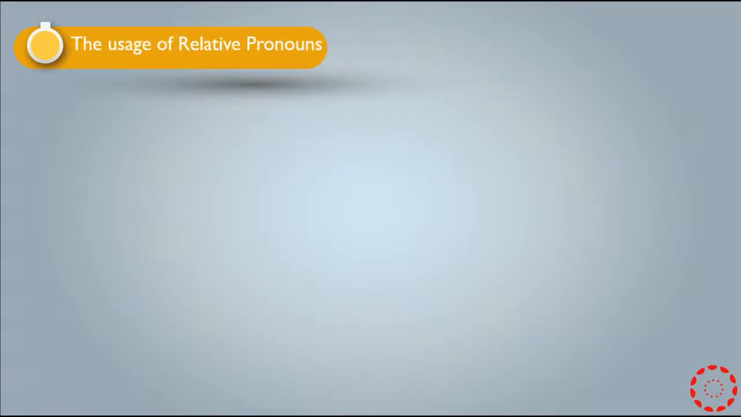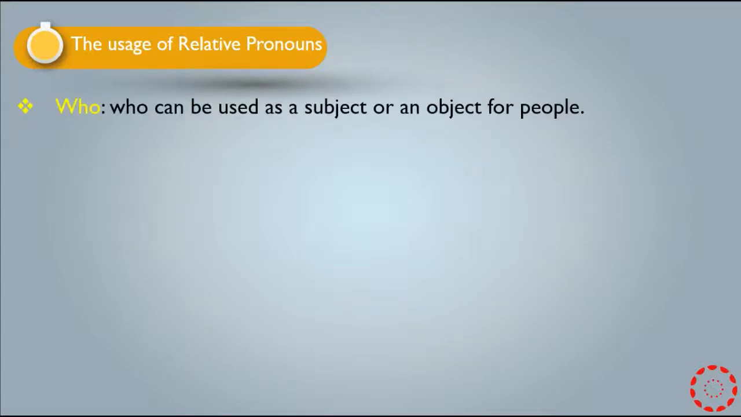The usage of relative pronouns. Let us see what the usage of relative pronouns is. Who can be used as a subject or an object for people. It means we can use who in 2 cases: either it is a subject or it is an object. We use who just for people, as a subject and as an object. So we have 2 cases, subject and object.